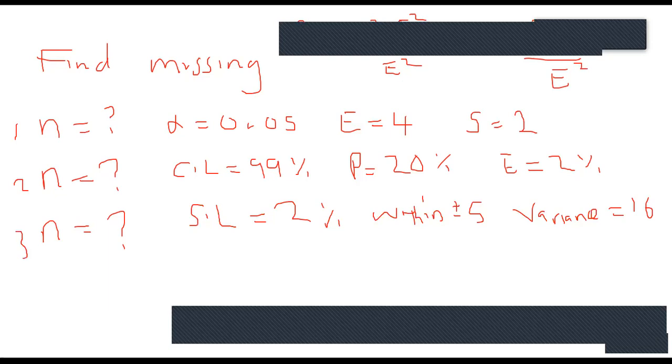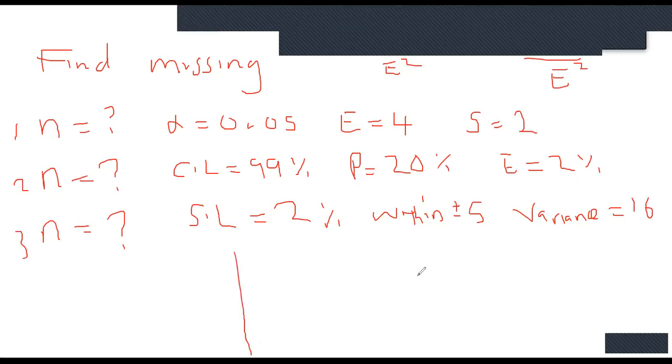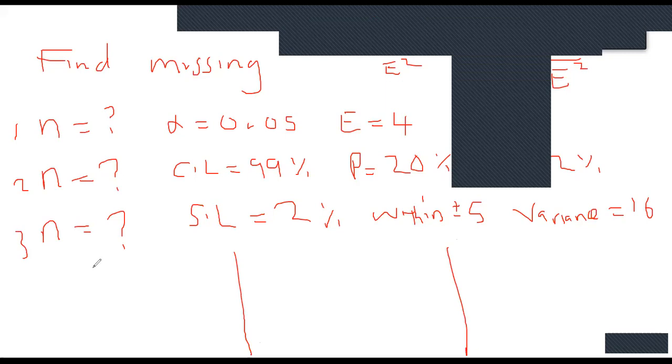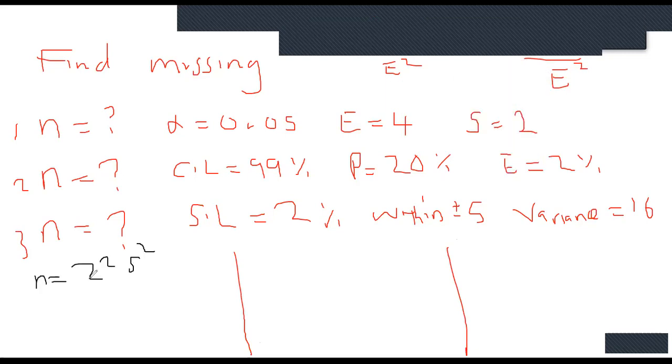So question 1, which formula do we use? Formula 1, right? Yeah. So N is what? Z squared, S squared, over E squared. What is our Z? 1.96 squared. It's coming from our song. Our S, what is our S? Standard deviation is 2 squared. Over the error, 4 squared. So what do we get as a final answer?